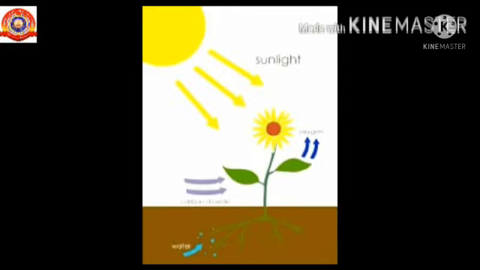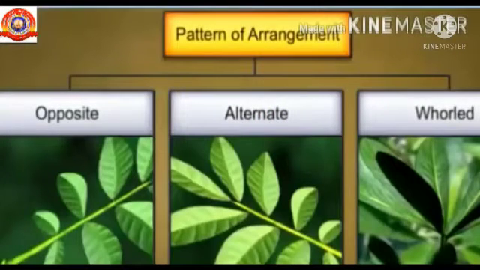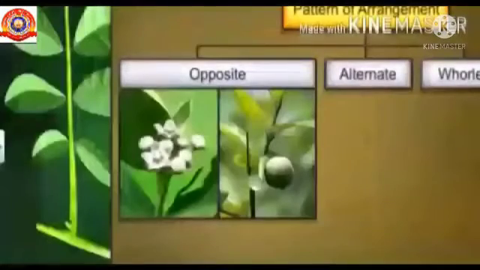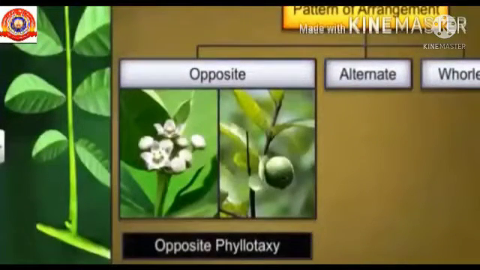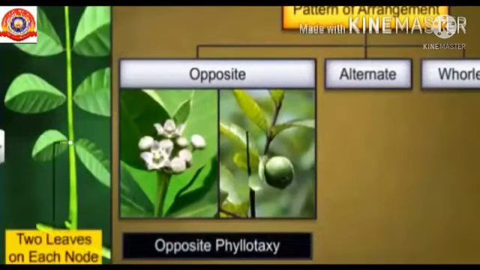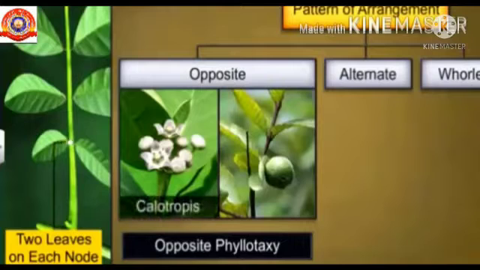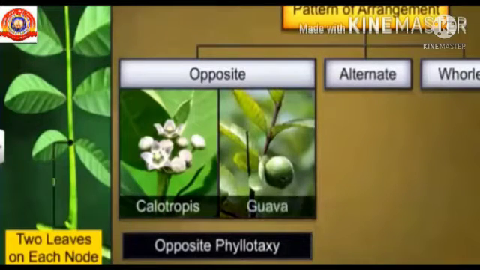While we know that sunlight is necessary for the process of photosynthesis, there are mainly three types of phyllotaxy: opposite phyllotaxy, alternate phyllotaxy, and whorled phyllotaxy. In opposite phyllotaxy, there are two leaves on one node arranged opposite to each other. Dear students, you can see this type of phyllotaxy in Calotropis and guava.